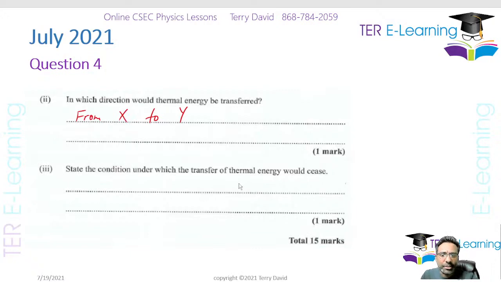Next part, state the condition under which the transfer of thermal energy ceases, right? So what happens here is that when you have 2 objects at different temperatures and you bring these 2 objects in contact, energy is going to flow from one to the next. The one that is at a higher temperature to the one that is at a lower temperature. So energy is going to flow in that particular direction, right? Now, that is going to happen for a period of time until both of these 2 blocks end up at the same temperature. When they end up at the same temperature, then there is 0 net flow of thermal energy between the 2 objects, right?